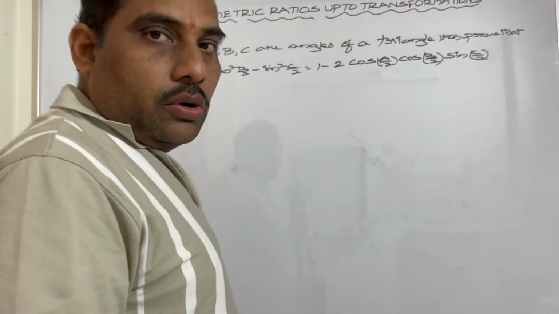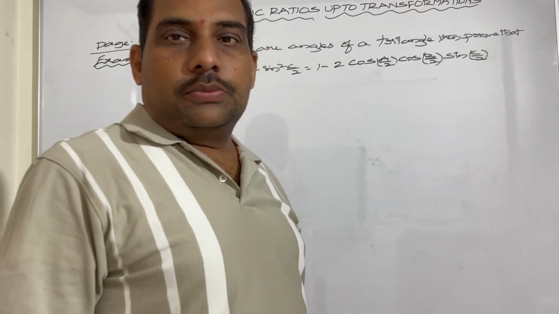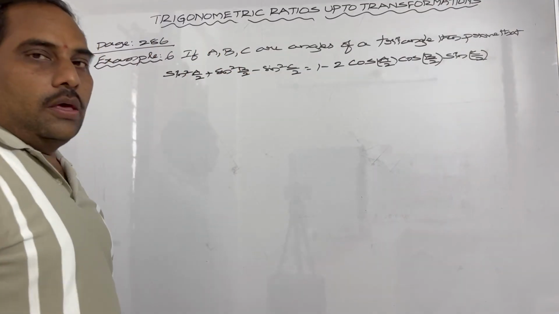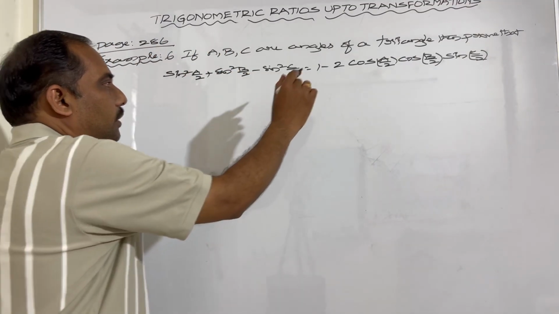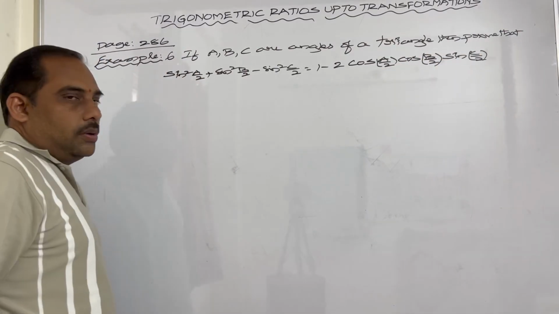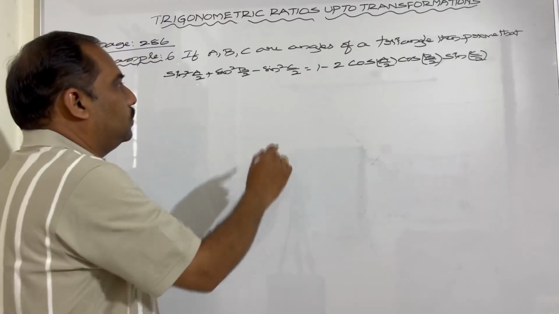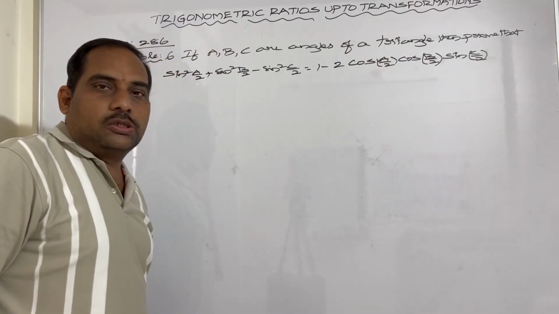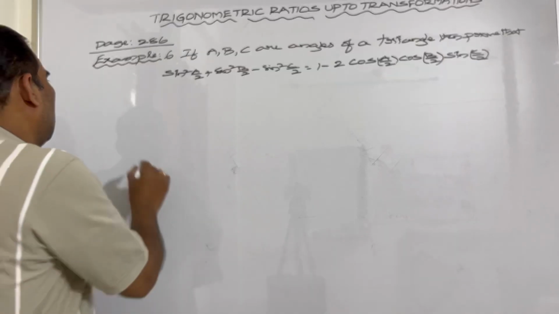So in this video we are going to discuss trigonometric ratios up to transformations, page number 286, example 6. If A, B, C are angles of a triangle, then prove that sin square A by 2 plus sin square B by 2 minus sin square C by 2 is equal to 1 minus 2 cos A by 2 cos B by 2 into sin C by 2.